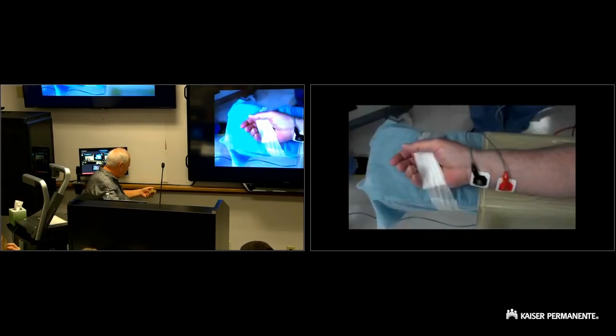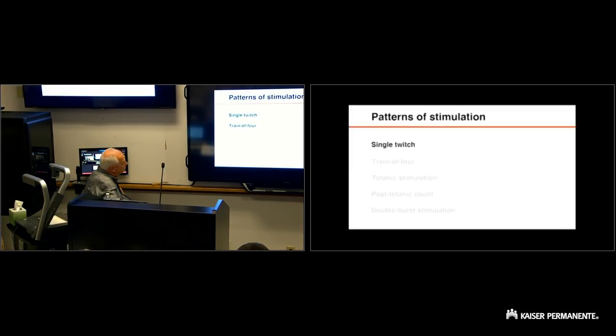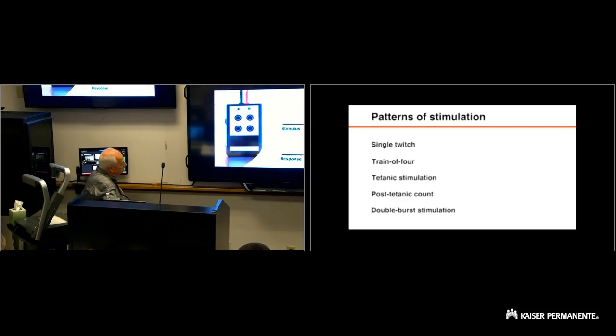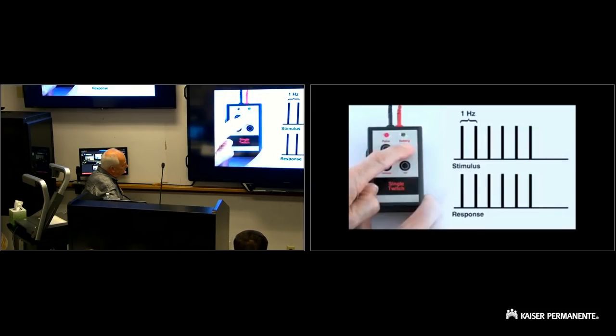Nerve stimulators can deliver a variety of impulse patterns that can be used to assess the intensity of neuromuscular block, including single twitch, train of 4, tetanic stimulation, post-tetanic count, and double burst stimulation. The single twitch is one supramaximal stimulus applied to a peripheral nerve while observing the evoked response.